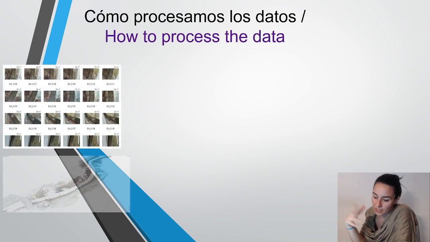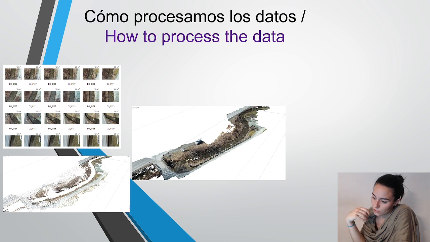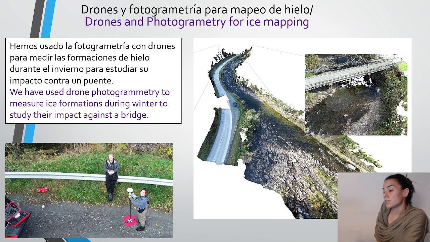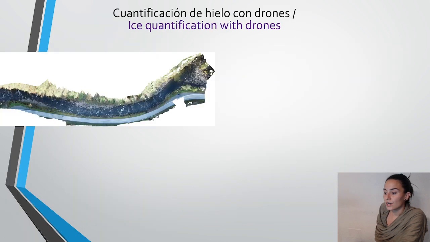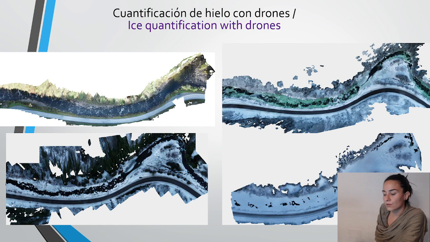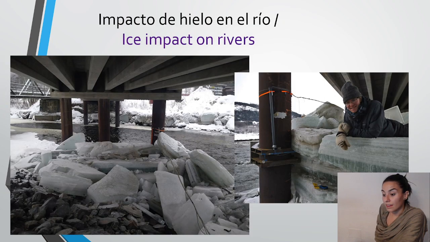So how do we process the data? Just take the pictures, create the cloud, the DTM, and the orthophoto. And this is a very interesting project where we studied the ice formations during winter. We could take pictures at different times of the winter, and this would quantify the ice formation throughout the time. Then, once the ice breaks, it creates the ice run that impacts the bridge, and those are big forces. That was a very interesting use of photogrammetry for measuring these forces.